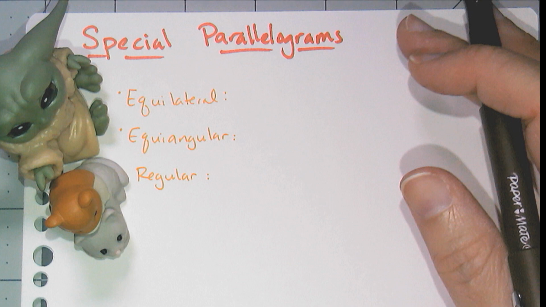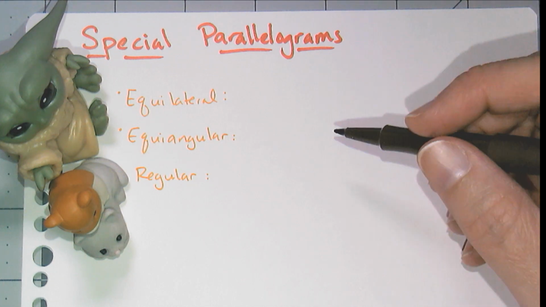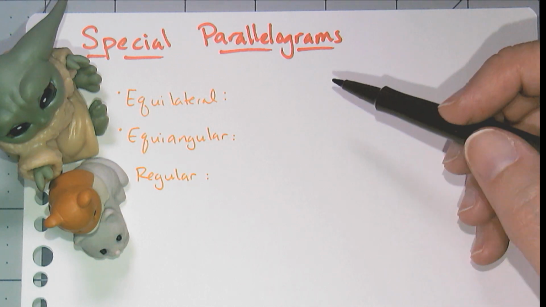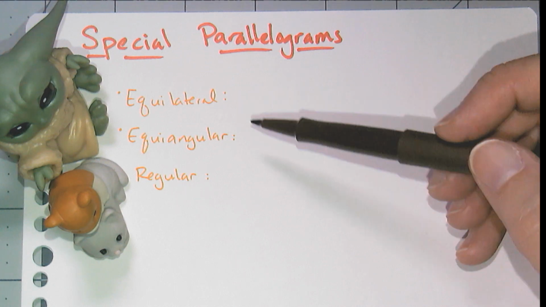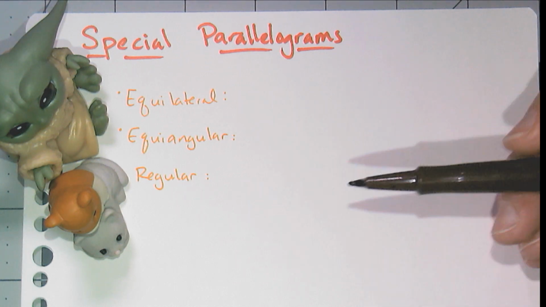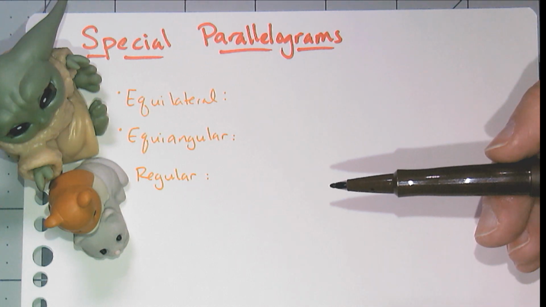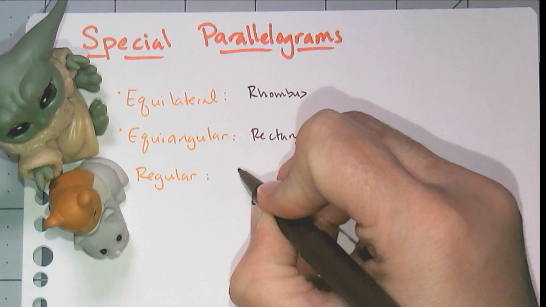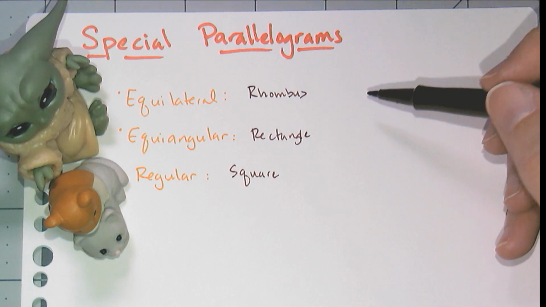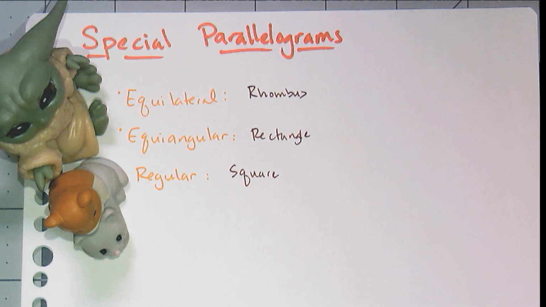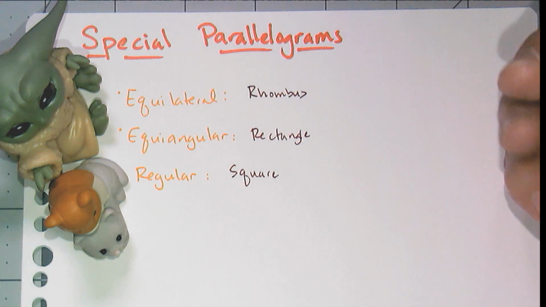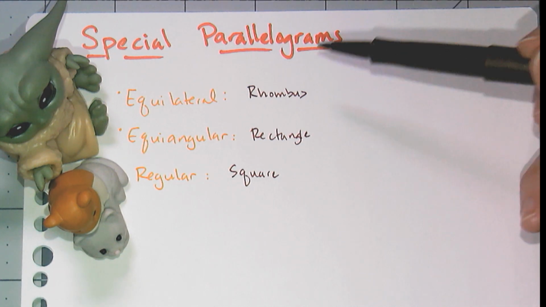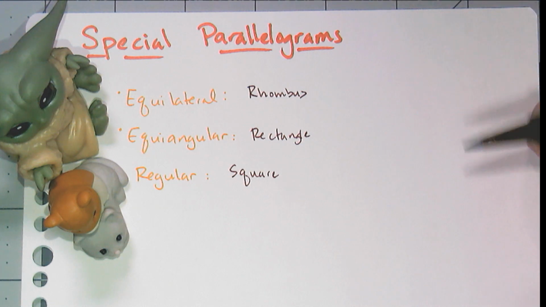Hey y'all, in this video we're going to look at these special parallelograms, and those are the ones that are equilateral, equiangular, or both equilateral and equiangular, and we know them by the names of rhombus, rectangle, and square. Now, since these are parallelograms, they have the same properties of the parallelograms, so I don't need to prove any of those or show any of those. I want to see if these have any additional special properties. And that's kind of the focus of the video.